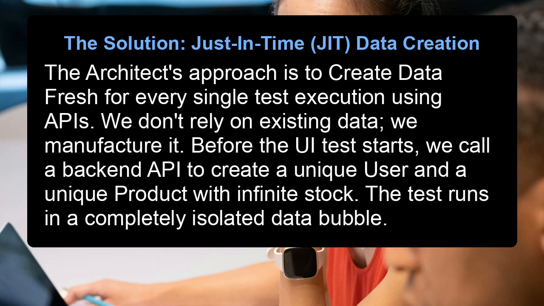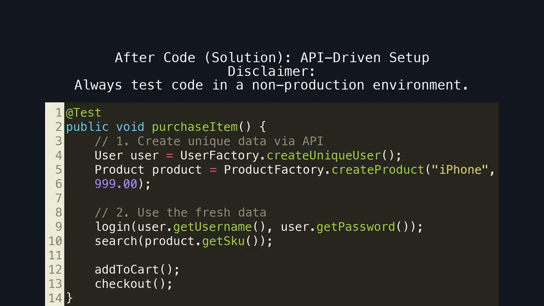Before the UI test starts, we call a backend API to create a unique user and a unique product with infinite stock. The test runs in a completely isolated data bubble. After code solution, API-driven setup. Disclaimer: always test code in a non-production environment.